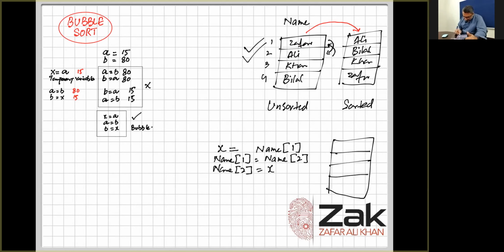Positions 1, 2, 3, 4. When I say X is equal to name1, it would have Zafar in it. So the value of X will become Zafar. Then I say name1 is equal to name2. So it means that Zafar will be gone, Ali will take over it. And then name2 is equal to X. So X was Zafar. So that is how we exchange two values.